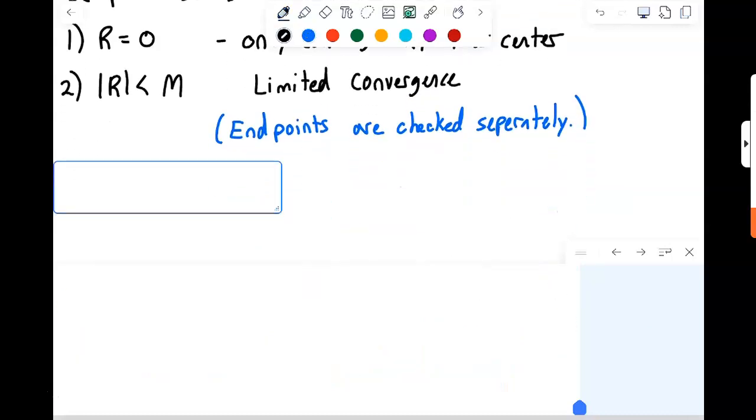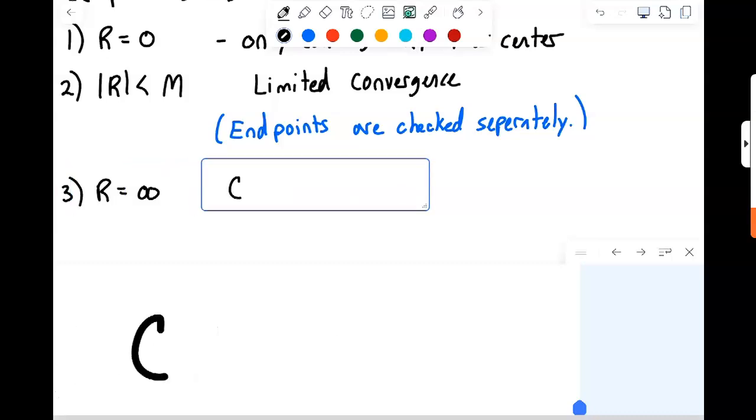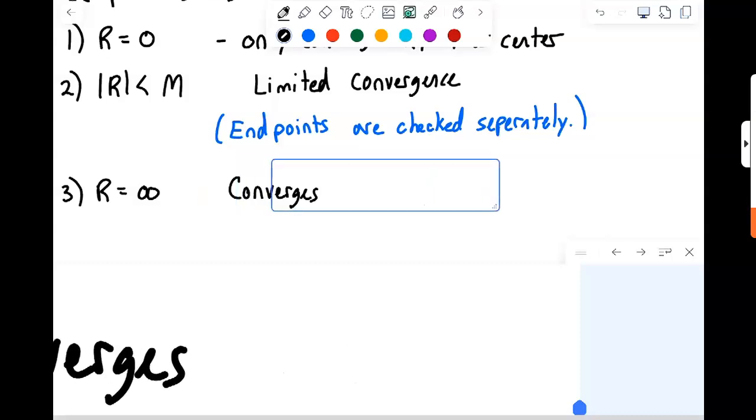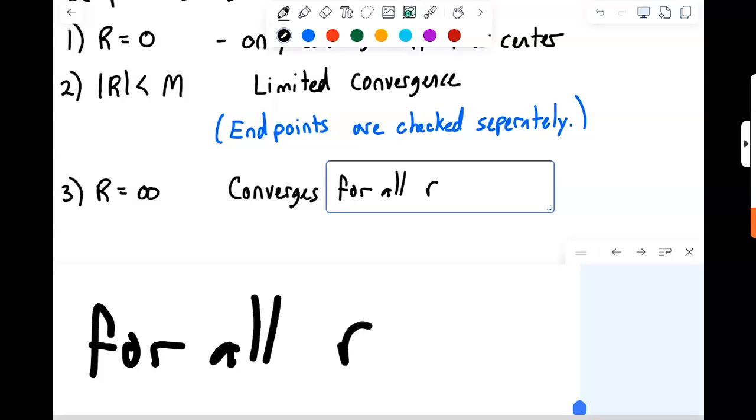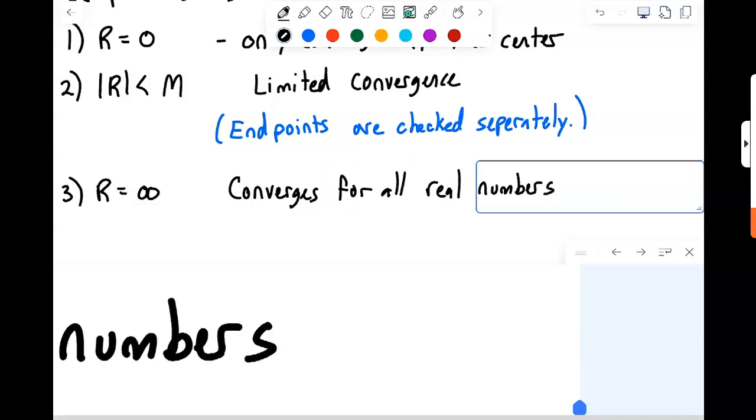And then the final possibility is that the radius of convergence is infinite. If that's the case, then your function, your infinite polynomial, actually converges for all real numbers.